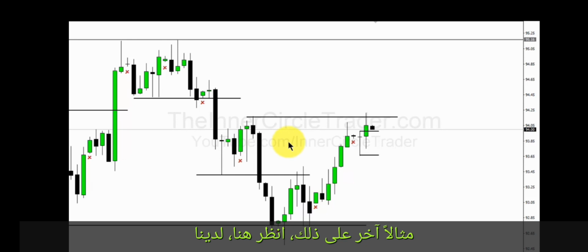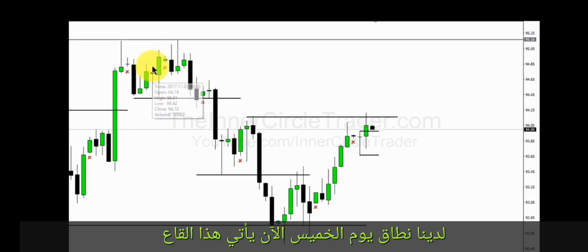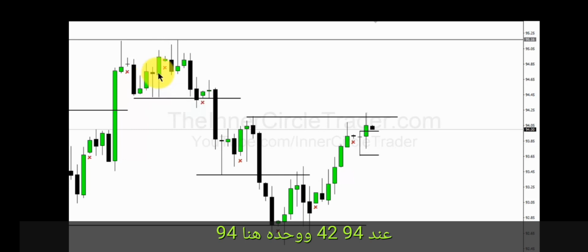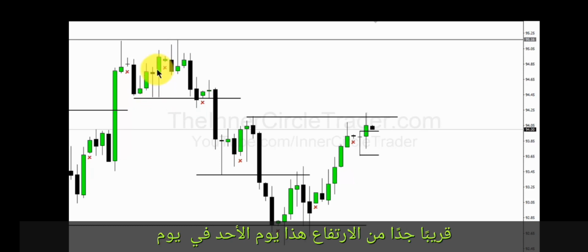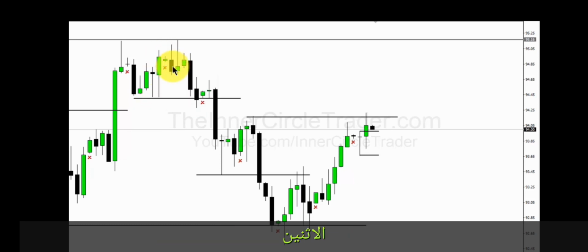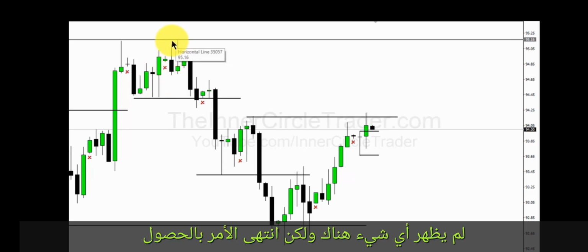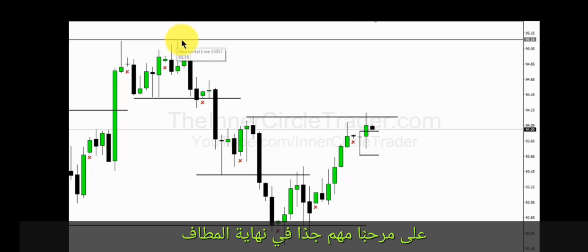Okay, and I'll show you another example of that. Let's see here. We have it here as well. We have a Thursday's range. Now this low comes in at 94.42, and the low in here is 94.42, so it's equal, but still very close to the high. This is Sunday, and then Monday, nothing shown there, but we end up getting a very important high eventually afterwards.